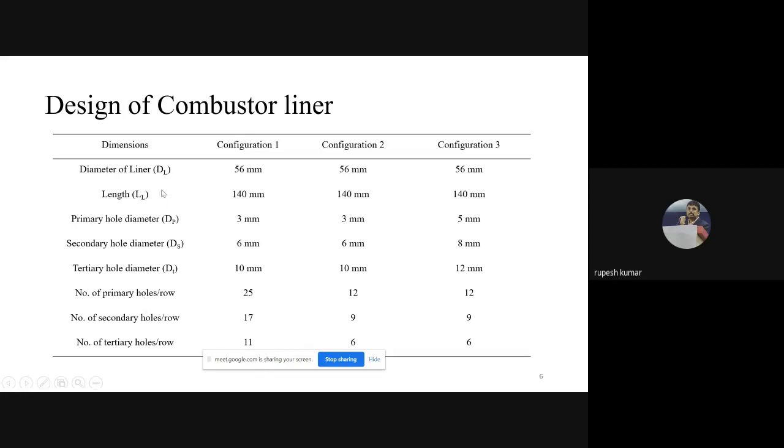So you can see that the diameter and the length of the liner are the same for all three configurations. The only thing changed is the diameter of the primary, secondary, and tertiary holes, as well as the number of holes. Why has this been changed? To select a better configuration where we can have very low thermal stress or low heat load on the combustor liner. So these are the configurations.